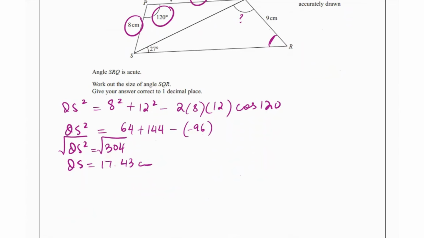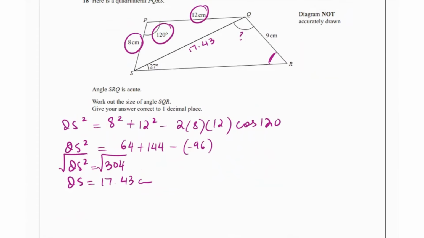That is your QS. So let's write that over here. So now in the triangle QSR, we have an angle and we have its corresponding length. So we have one complete pair. If we have one complete pair of angle and length, that means we can use sine rule to figure out the angle for R, and then using that we can figure out the angle for Q.